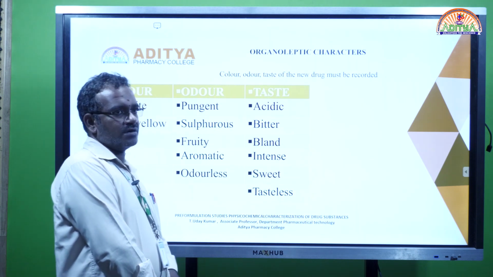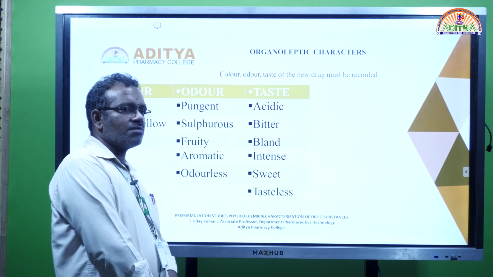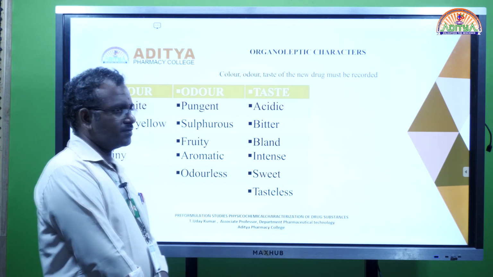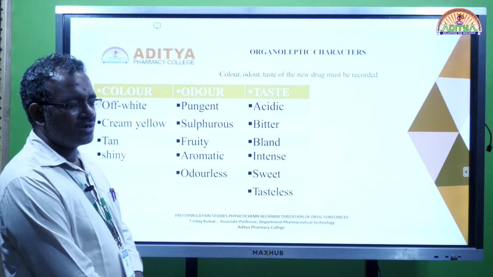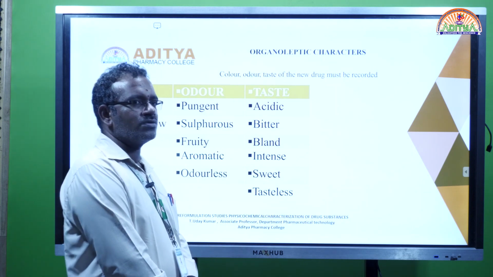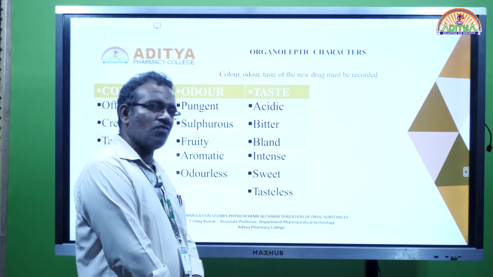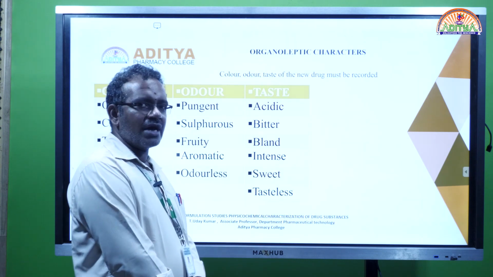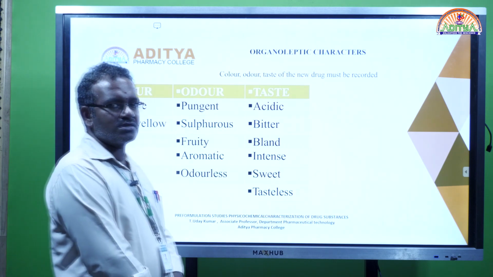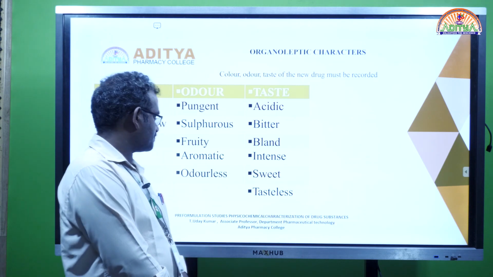So the description is very important, and we need to examine it very clearly. Based on that, we can determine whether to go for further analysis or not. Even though this property looks very simple, it is very important from the pharmaceutical industry point of view, because almost all drug substances look very similar: white, off-white, creamy white, with very narrow differences. So we need to observe the description very carefully and thoroughly. Color, odor, and taste of the new drug substance must be recorded.